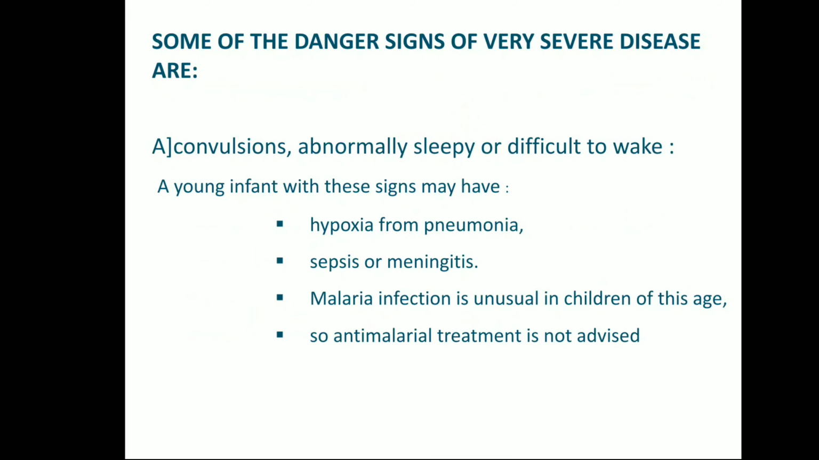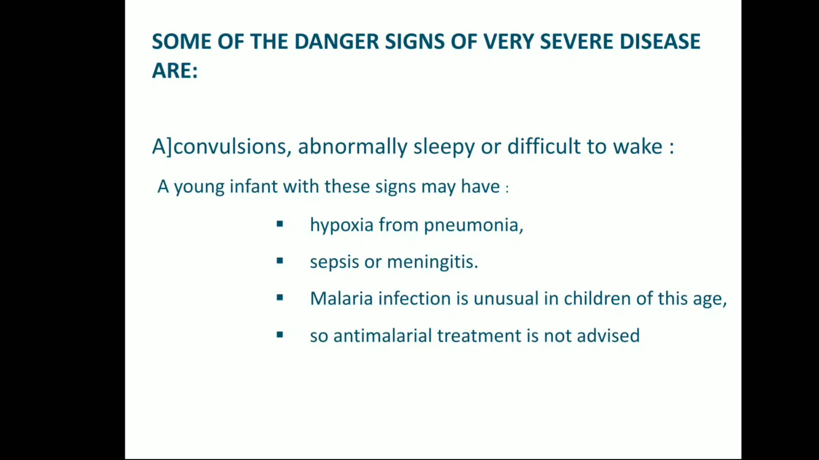So what are the signs and symptoms of very severe disease? The signs and symptoms include convulsions, abnormally sleepy or difficult to wake, and the second one is stridor when the child is calm, and the third one is stopped feeding well, and the fourth one is wheezing, and you have to check for fever and low body temperature. Then you have to classify the patient as having very severe disease.